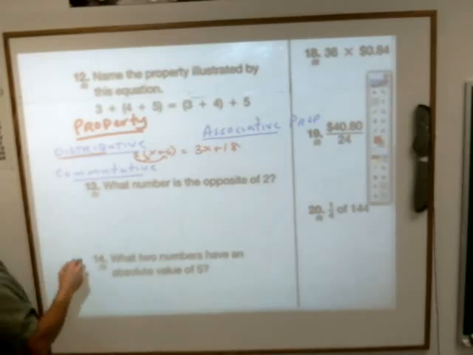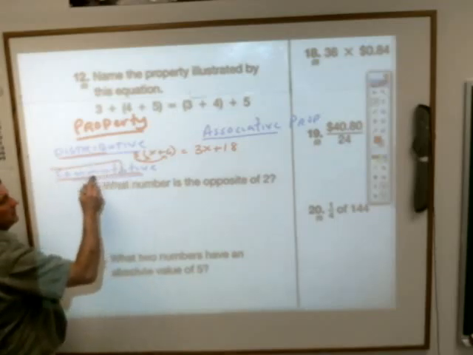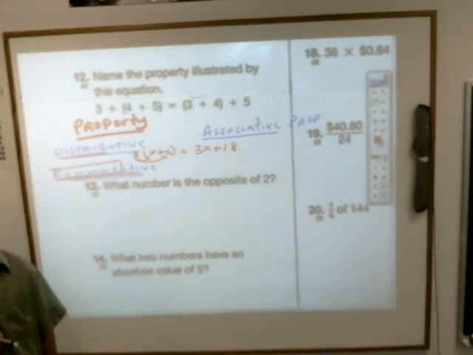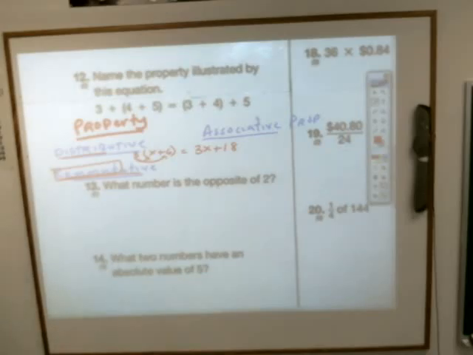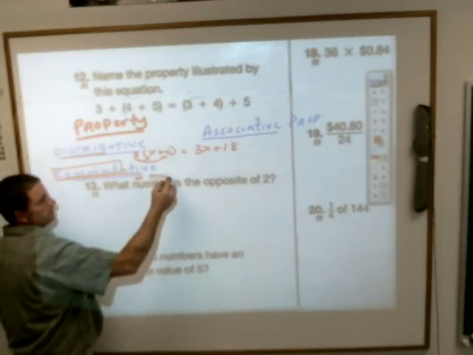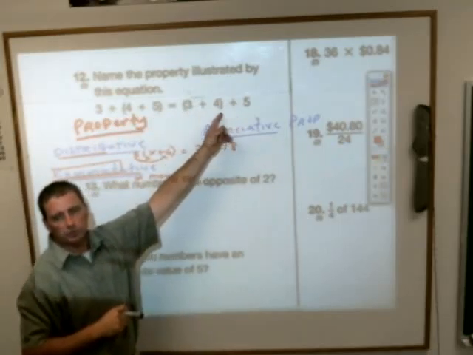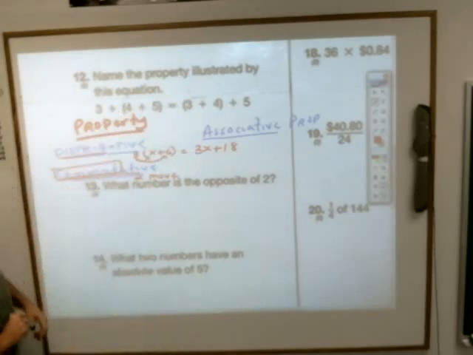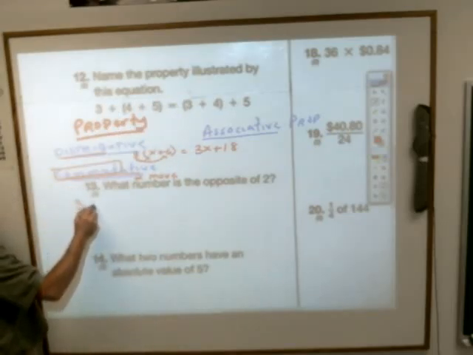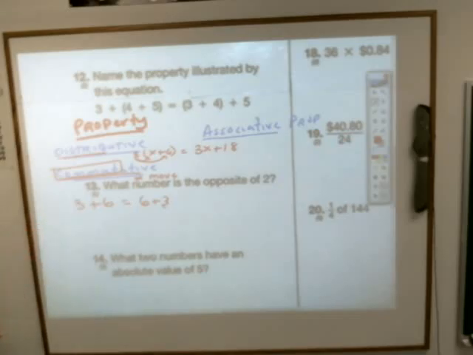The commutative property comes from the word commute. What does it mean to commute? Your parents commute to work, they drive, they go. In the commutative property, numbers move. If you look at these numbers here, they have not moved. They're in the same order. The commutative property says this: 3 plus 6 is the same thing as 6 plus 3. The numbers have changed orders. You don't necessarily have parentheses. You could have parentheses, but you don't necessarily want it.